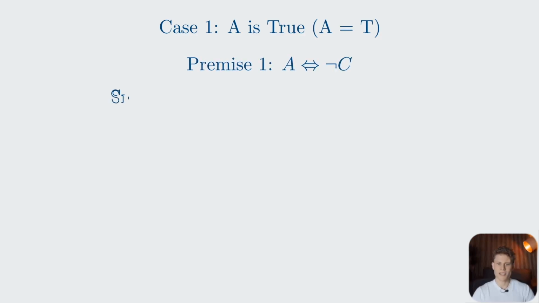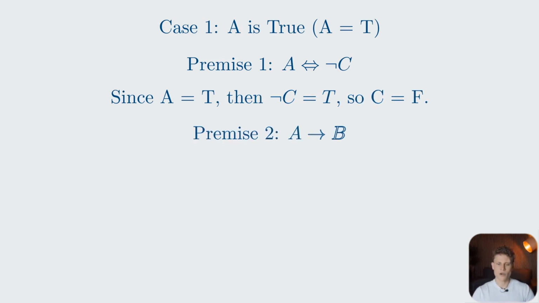Let's begin with our first main case. Case 1. Let's assume Anna attends. In our logical notation, this means A is true. From premise 1, which states A if and only if not C, we know Anna and Clara must have opposite attendance. So, if A is true, then C must be false. This means Clara does not attend.